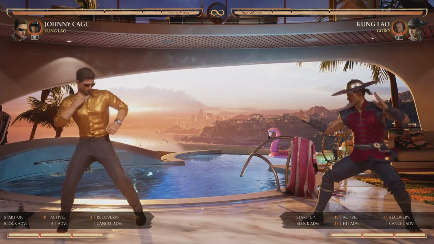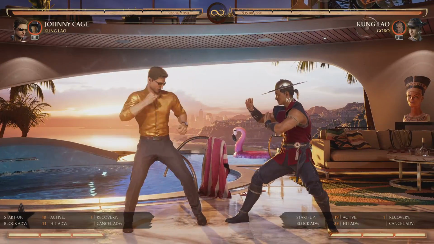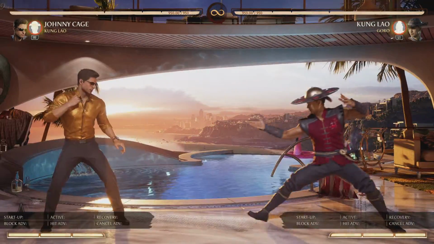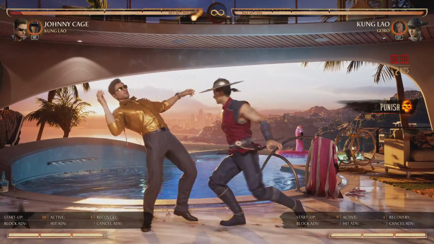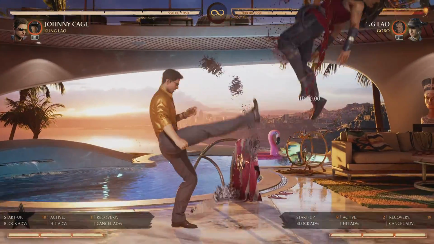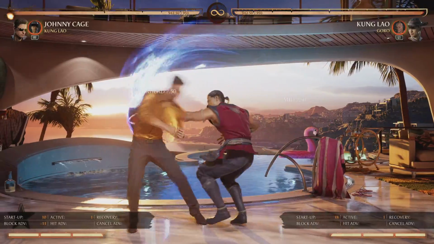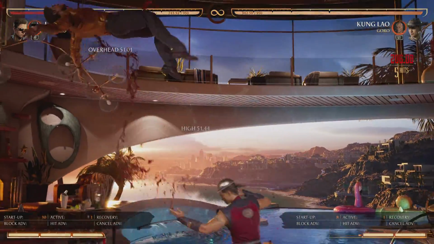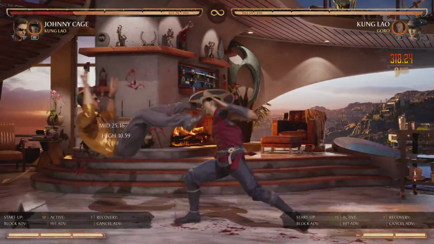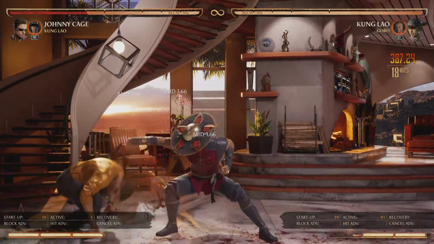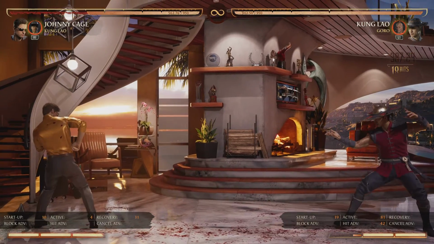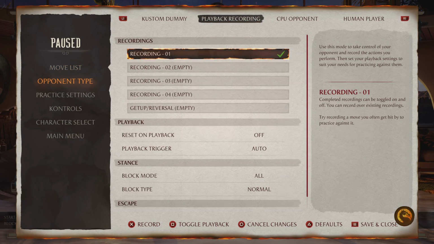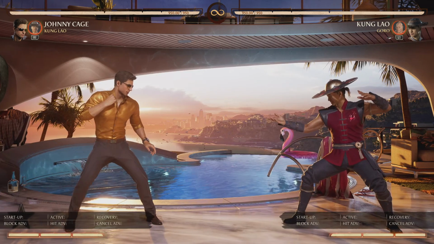So you need to use a move that's quicker than their block advantage to punish. So for example, with Kung Lao, I would use maybe this starter, which is 8 frames, because I can get the most damage off it. And as you can see, it says punish down there. And I just took a third of his life bar for doing that on block. That is why knowing frame data is so crucial to understanding how to punish an opponent.